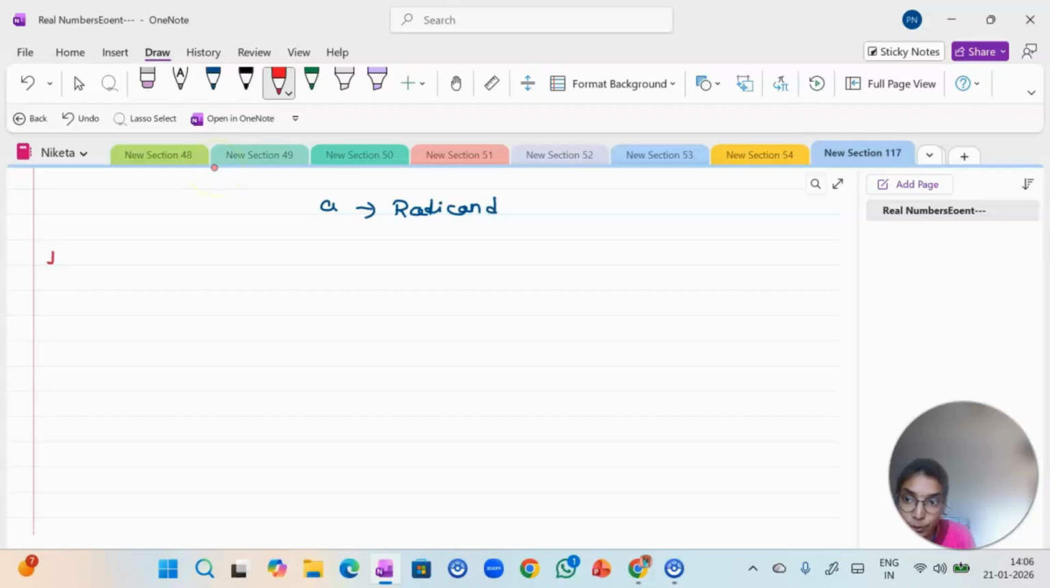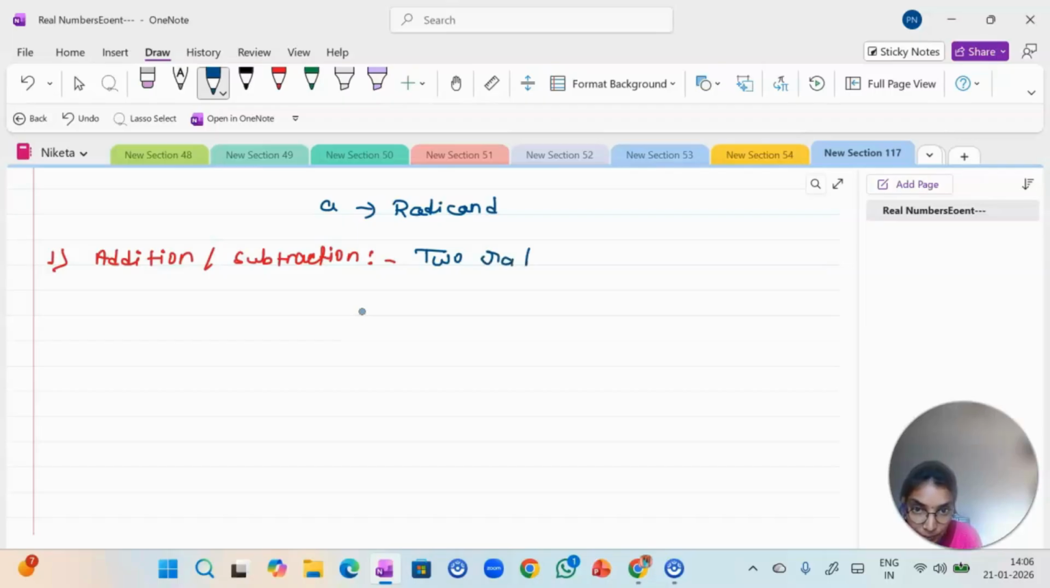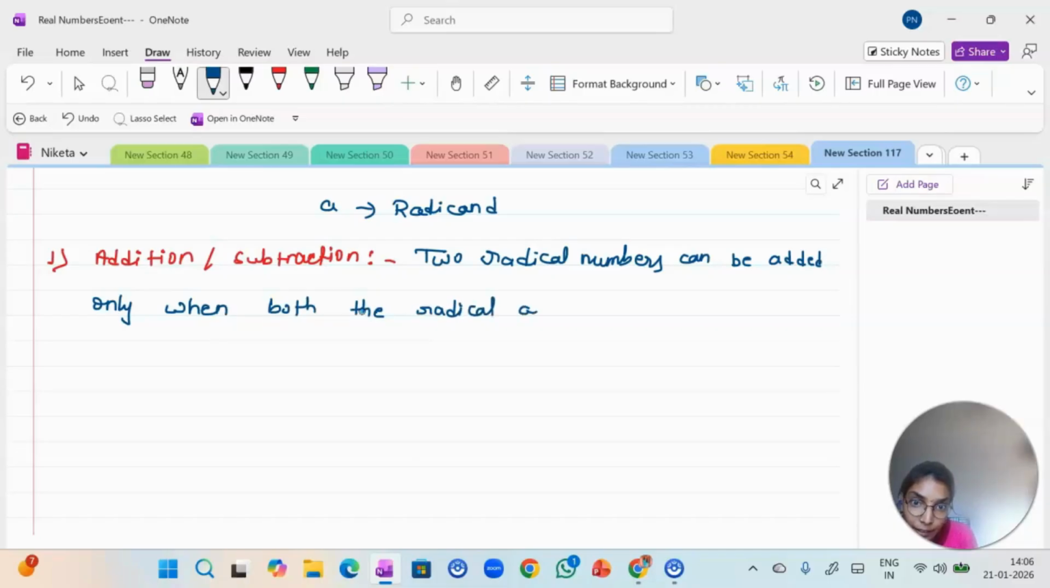The first one is for addition and subtraction. Two radical numbers can be added only when both the radical and the radicand are the same.